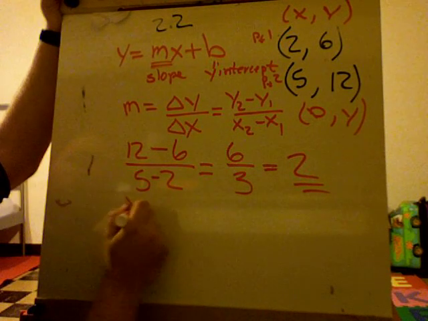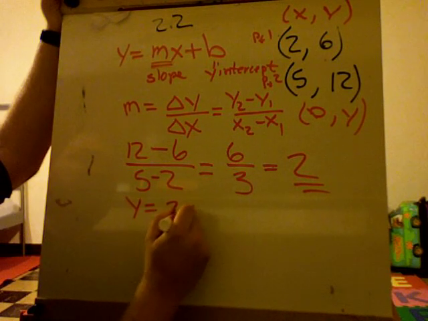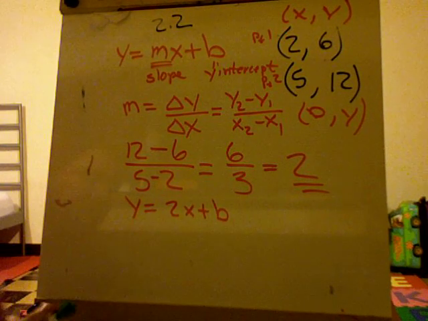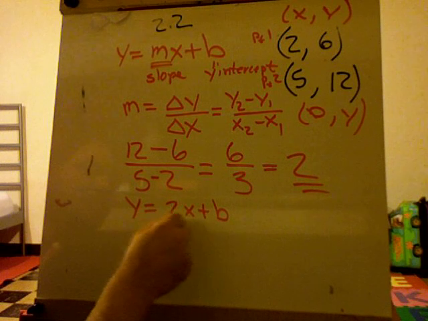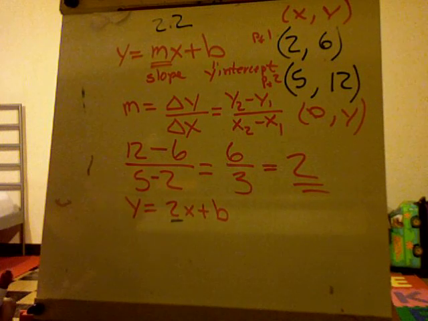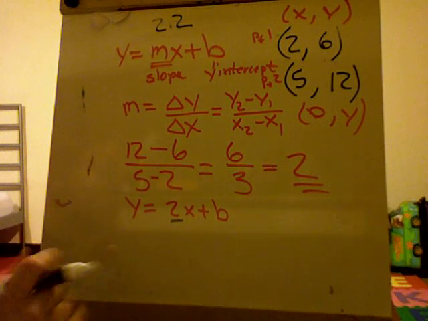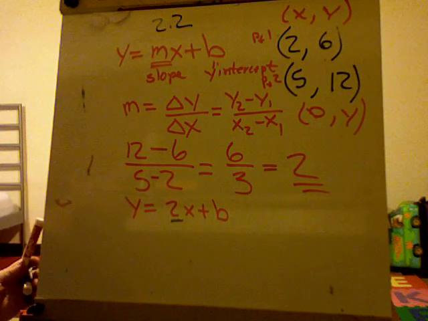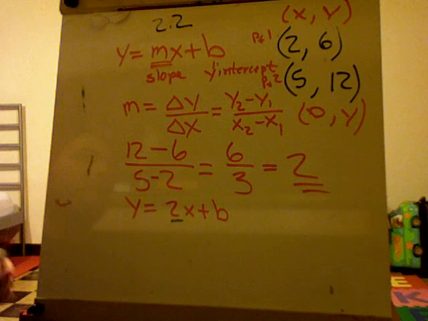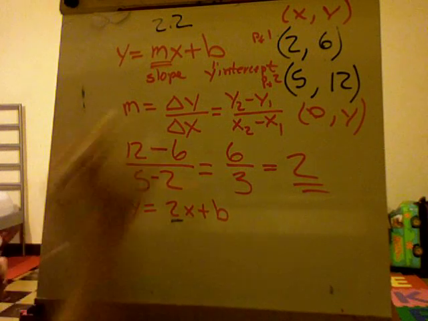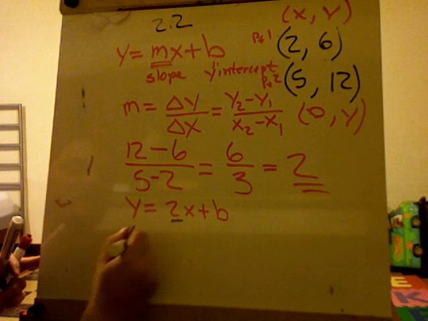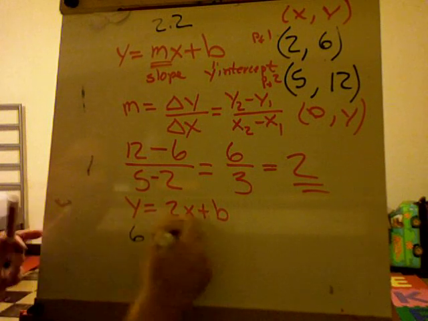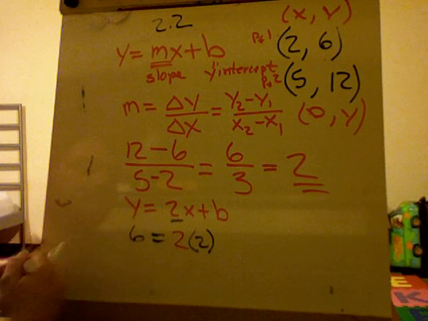So y equals 2x plus b. Right? I'm part way there. I have my slope, but what I don't have is my y-intercept. That's alright. It's easy to find. All I have to do is plug in a point and solve for the unknown. So I'm going to plug in that point (2, 6). Meaning 6 goes in for my y, and I plug in a 2 for my x.